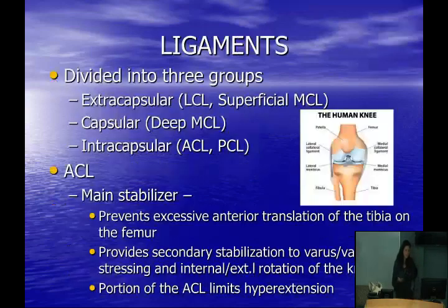And the ligaments. It's divided into 3 groups. You got to think about extracapsular, which is the LCL and the superficial MCL. Capsular, which means it melds with the actual capsule, which is the deep MCL. And then intracapsular, which is the ACL and PCL. The ACL, we all know, is a main stabilizer for anterior translation of the tibia, but it also does have some secondary stabilization for varus and valgus stressing and internal and external rotation.